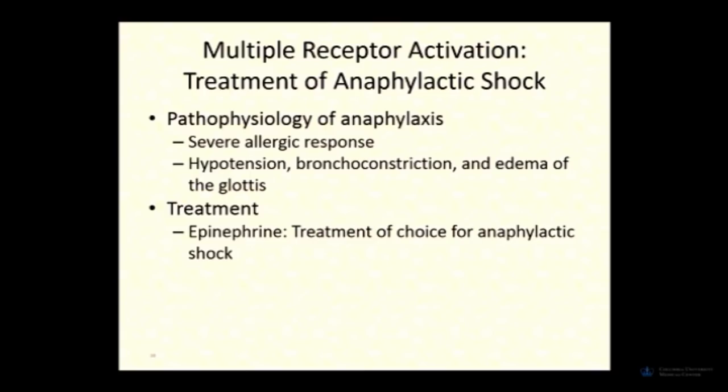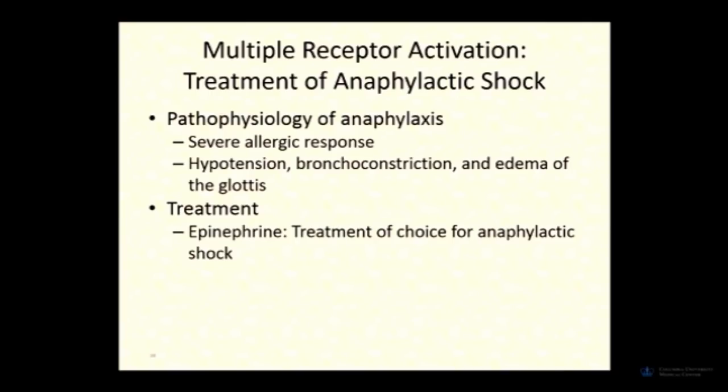Anaphylactic shock happens in severe allergic reactions. And some of the things you see with anaphylactic shock is hypotension, so a severe drop in blood pressure, bronchoconstriction, and edema of the glottis. So part of the swelling that happens in an allergic response can also affect the airways, and so it can compromise airway patency. The treatment of choice for anaphylactic shock is epinephrine. Okay? That is going to be the treatment of choice for anaphylactic shock.